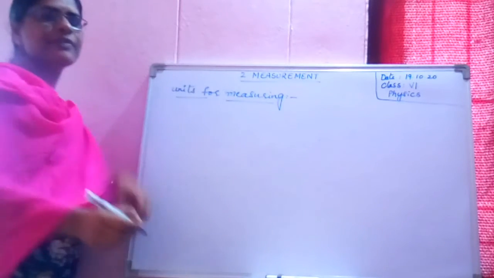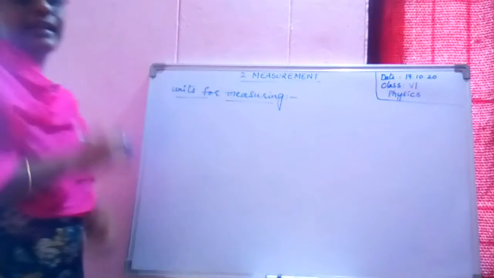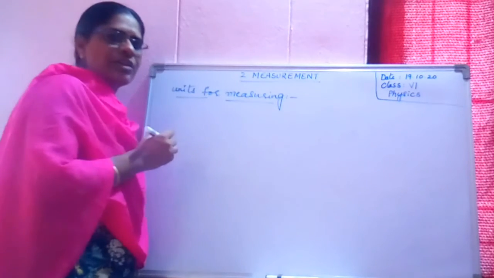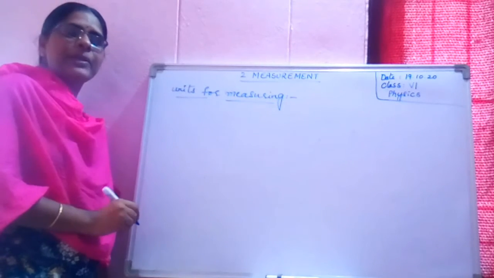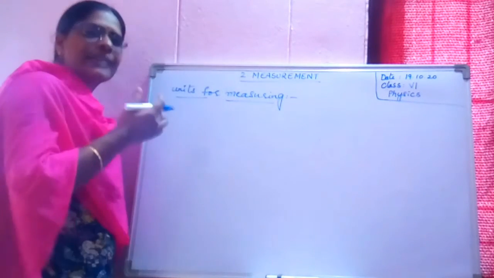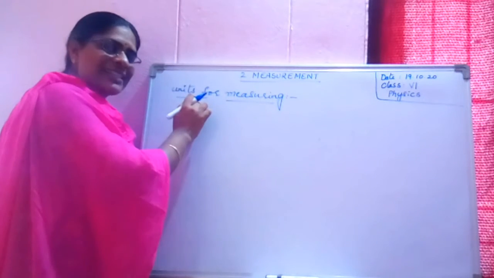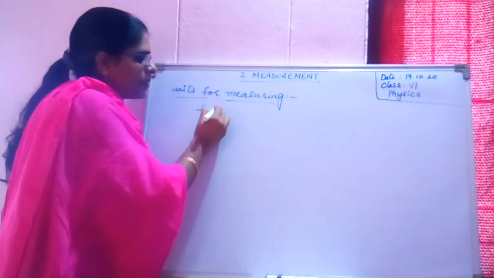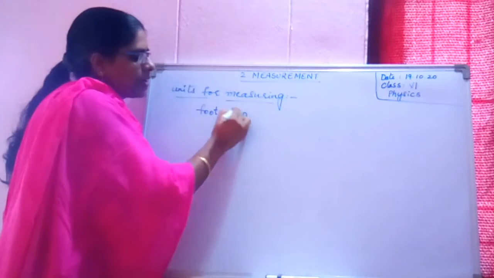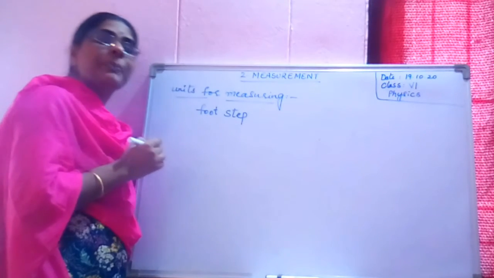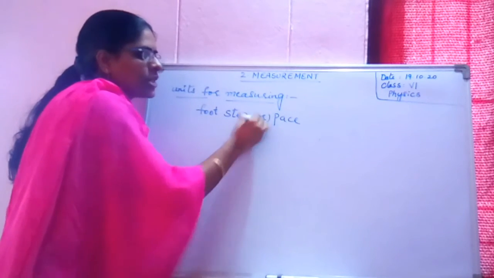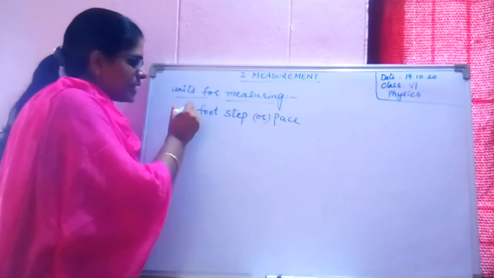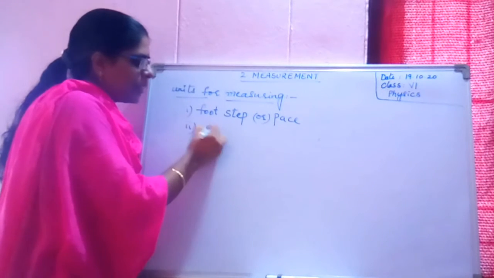For measuring any quantity, certain units have been introduced. In the olden days, like in your textbook on page number 25, people used to measure certain things with units like footstep, or we call it one pace. Pace, P-A-C-E. Footstep or pace.